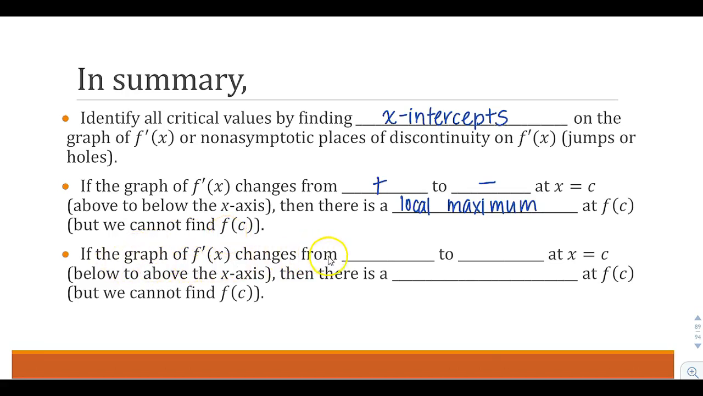And if the graph of f prime of x changes from negative to positive, on the other hand, at x equals c, or below to above the x-axis from left to right, then there is a local minimum at f of c, but again we cannot find f of c.